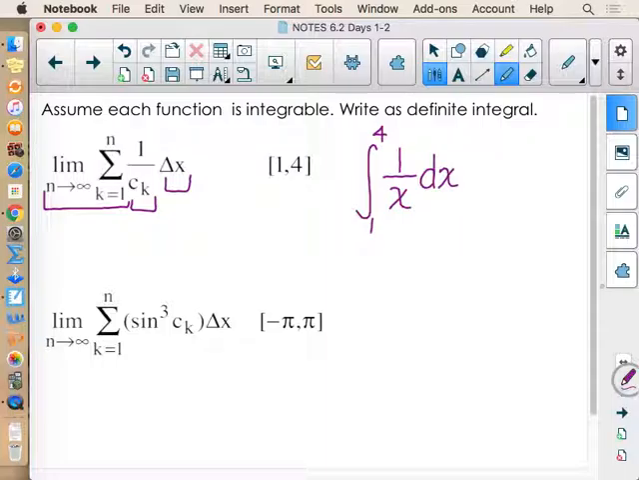So pause the video, try this one out with sine, and see if you can get that correct definite integral notation, and then come back. If you're back, it's time to check. Okay, notice my lower bound and my upper bound are in there. Okay, and I'd be looking at sine cubed of x dx.